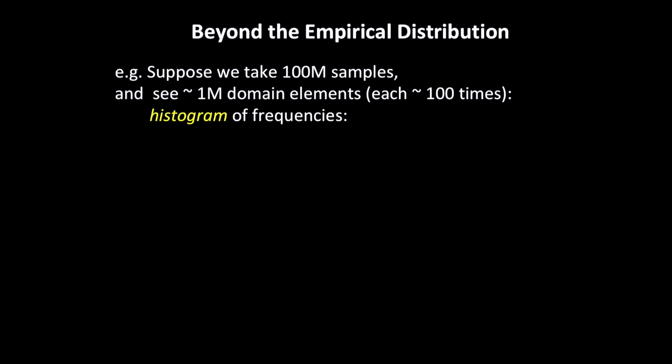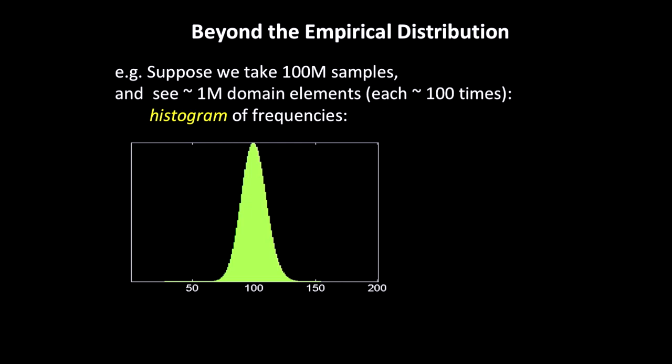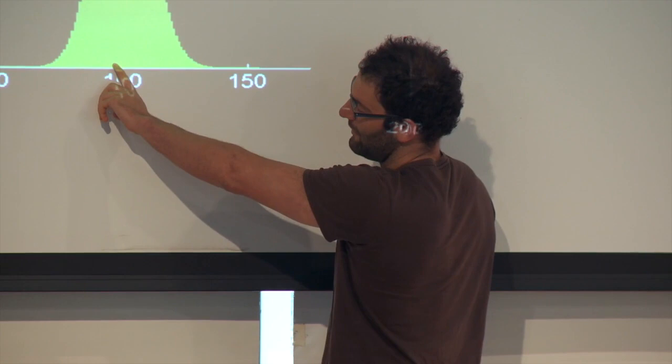Okay, and this is an actual data set. I drew this from MATLAB. I picked some distribution, I drew 100 million samples from it. And this is a histogram of the frequencies with which we see the different domain elements. What does this mean? So this is 100 here. Most domain elements we've seen 100 times. Some domain elements we've seen 120, 130 times. Some domain elements we've only seen 90 times or 80 times.